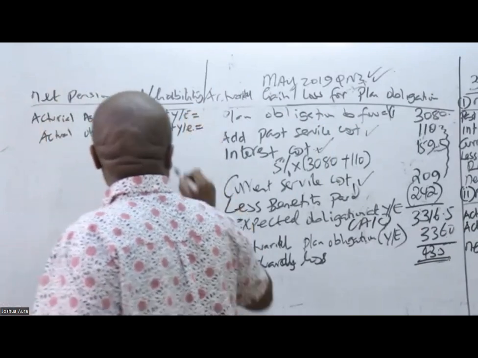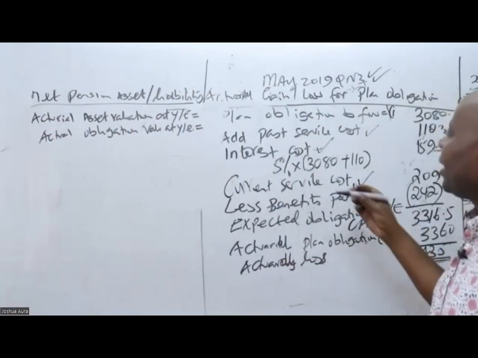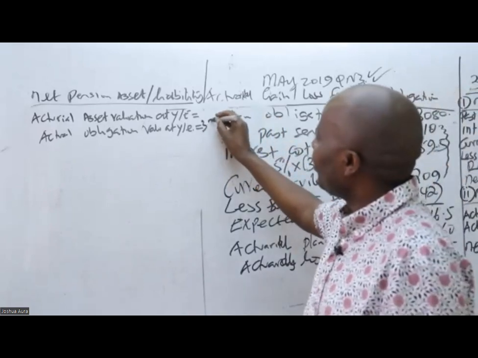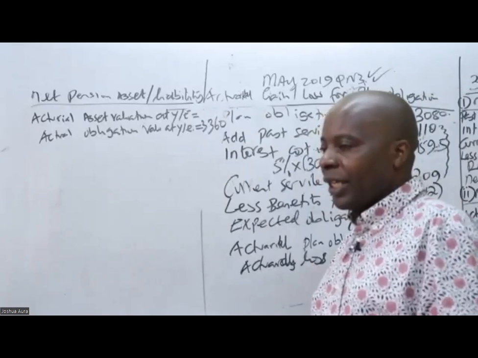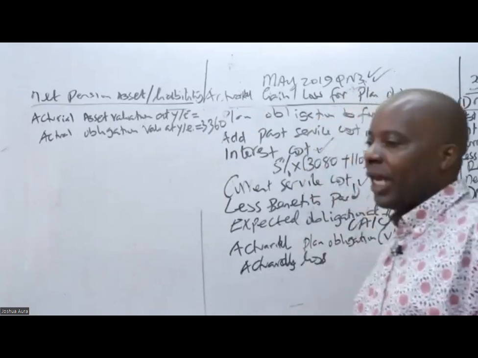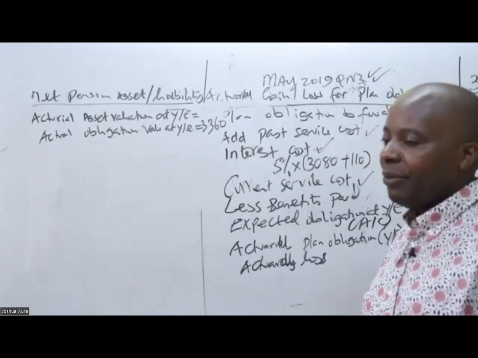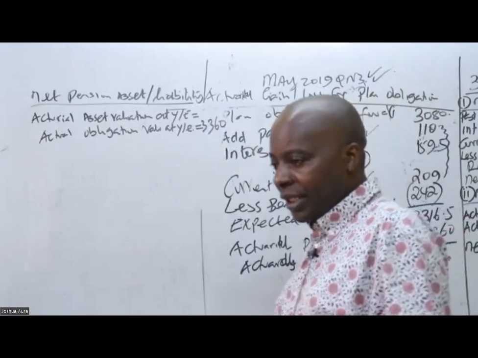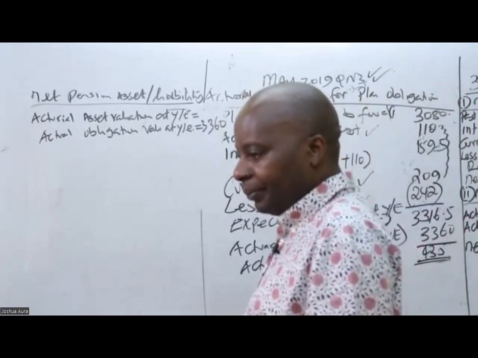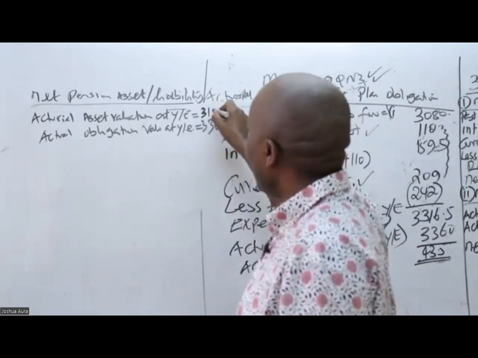Are you able to remember these figures? For example, I can see here the actuarial plan obligation at year end, 3360. How about the other one for the asset? Is there anybody who is able to remember the actuarial asset valuation at year end? 3113.